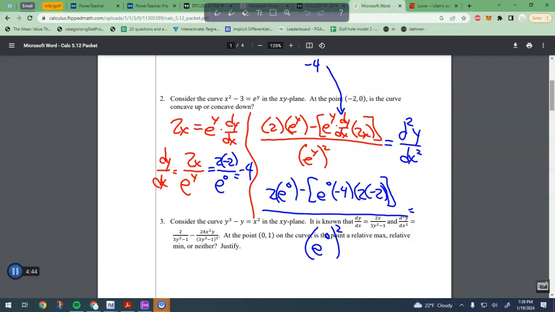So 2 times e to the 0 is 2. Negative 4 times negative 4 is 16. Times 1 is 16, so this is 2 minus 16 on top. Anything to the 0 is 1. 1 squared is 1. So that's a negative 14. I don't really care that much about the number. I just care if it's positive or negative.